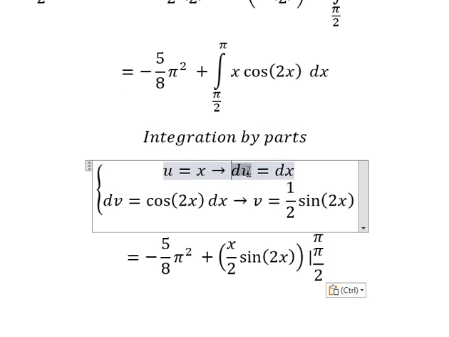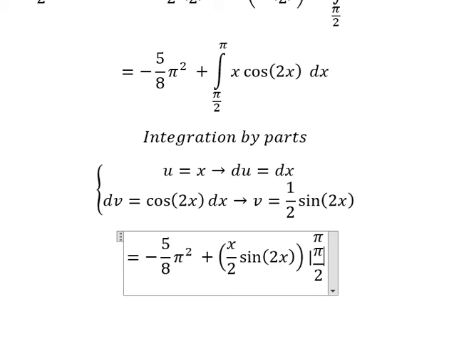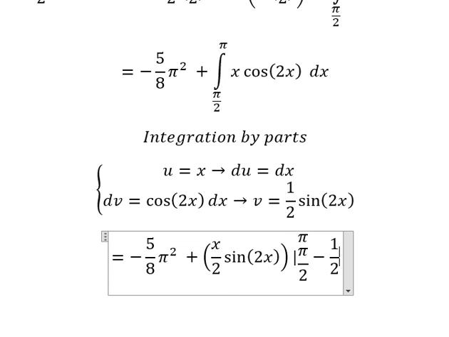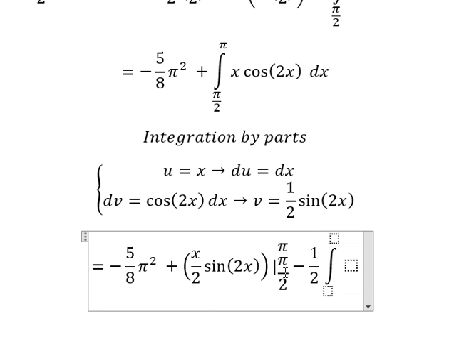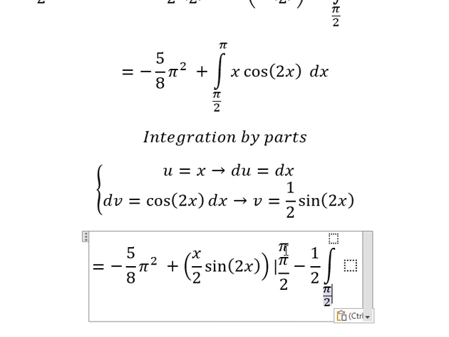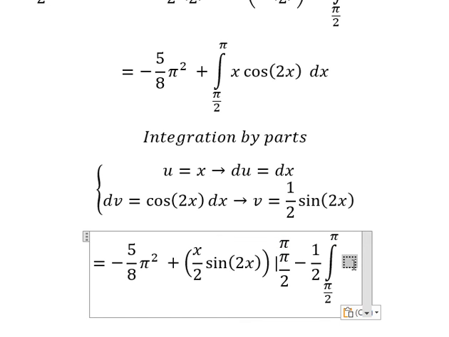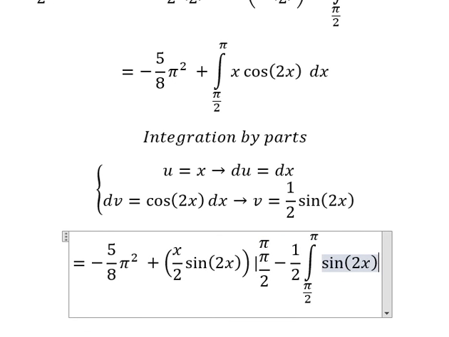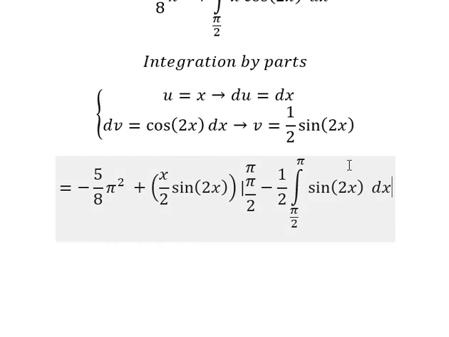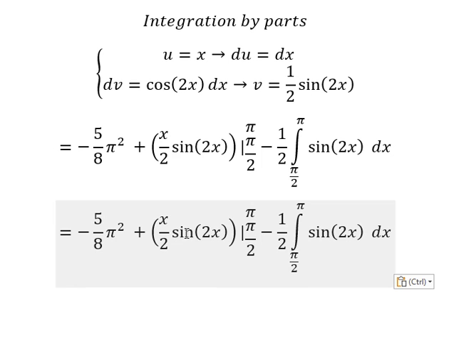Next, we have the u multiplied by v. That is negative 1 over 2, and we have the integration from b over 2 to b, and we have sine 2x dx. And now I will put this one in here, this one in here.